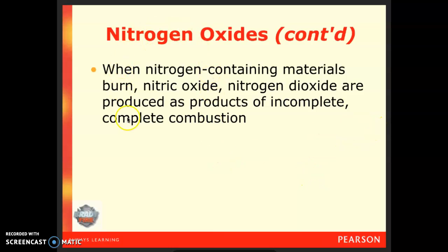Now, how do we get them in combustion processes, in transportation? 95% of our processes for getting nitric oxide and nitrogen dioxide come as a result of incomplete and complete combustion. As our oxygen is becoming depleted, it may not have enough energy. It starts to react with some of the oxygen and the nitrogen in the air instead of with the combustible product. And we get these nitrogen containing oxides as a result.